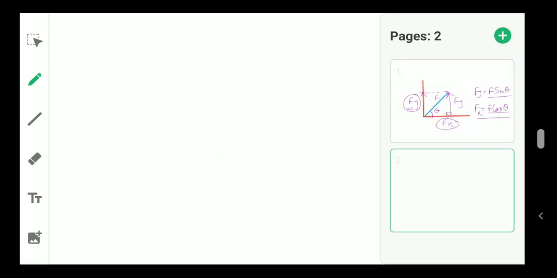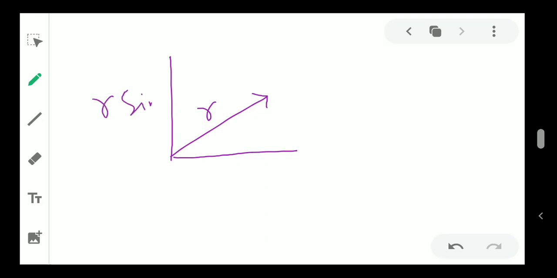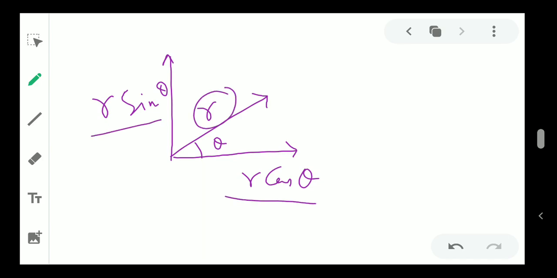In the same manner, for any vector, say r, that is your displacement vector, you can represent this vector in a similar way: an r sin theta component, if this is theta, and an r cos theta component. So r can be split into this and this. Instead of writing r, if I write these two components, then my calculation will be easier, and we will see that later on.